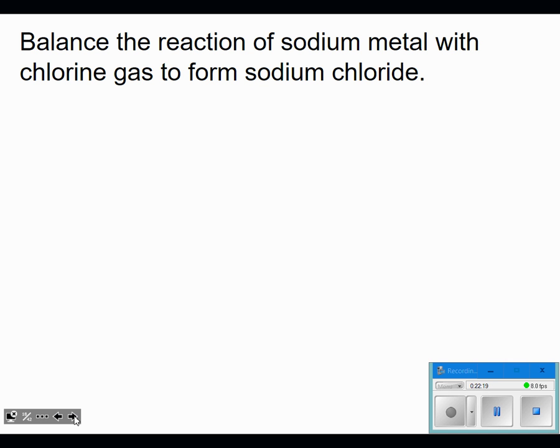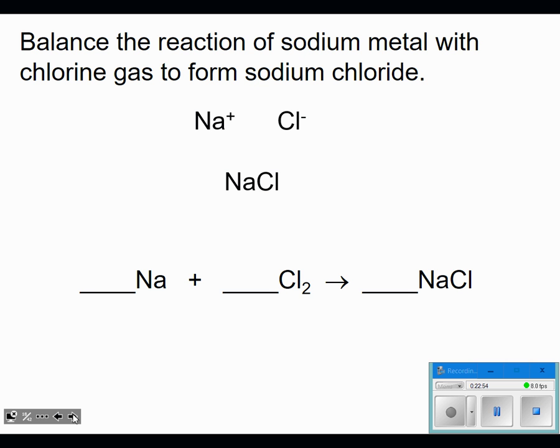Balance the reaction of sodium metal with chlorine gas to form sodium chloride. Okay, so sodium metal is Na. Chlorine gas, chlorine is Cl, but it's a diatomic, so it has to be Cl2. Sodium is Na with a positive 1 charge for our ionic compound, and chlorine is Cl with a negative 1 charge, so when you crisscross it becomes NaCl. So we have Na positive, Cl minus, which would create NaCl as our product, and the reactants would be Na plus Cl2.